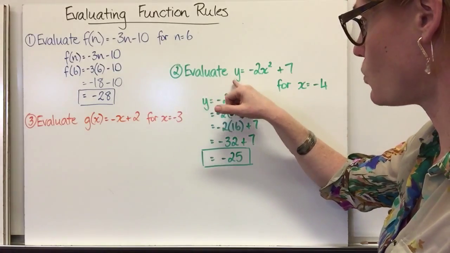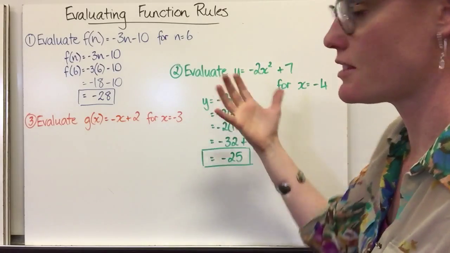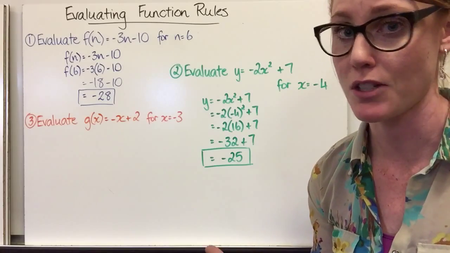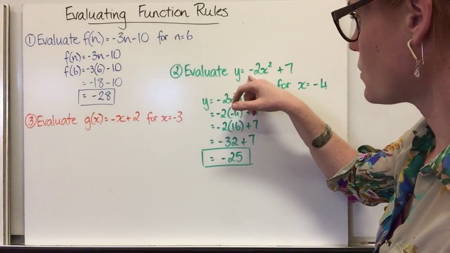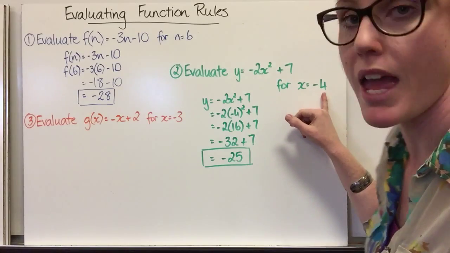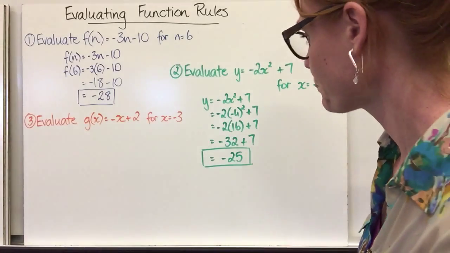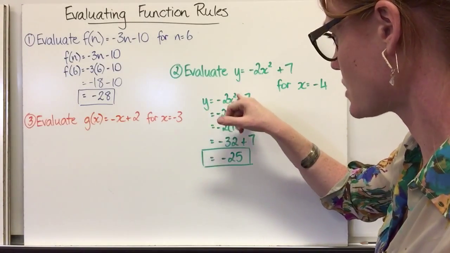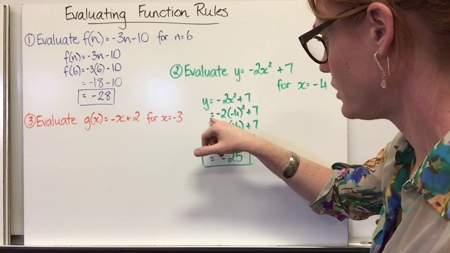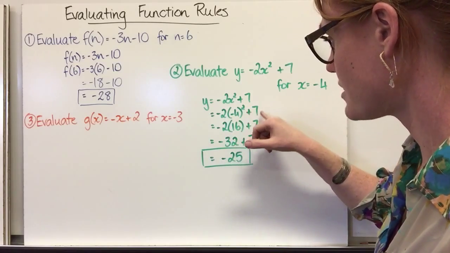Over here we have evaluate y equals -2x squared plus 7. This y here is just another way of writing f of n or f of x. It's just another function notation. So y equals -2x squared plus 7 for x equals -4. So anywhere we see x in the equation, we're going to plug in -4. So y equals -2x squared plus 7. Here's the x, we're going to plug in -4 instead. -2 times -4 squared plus 7.